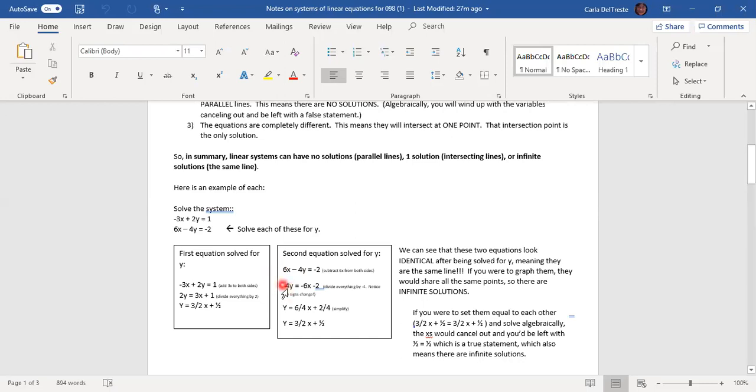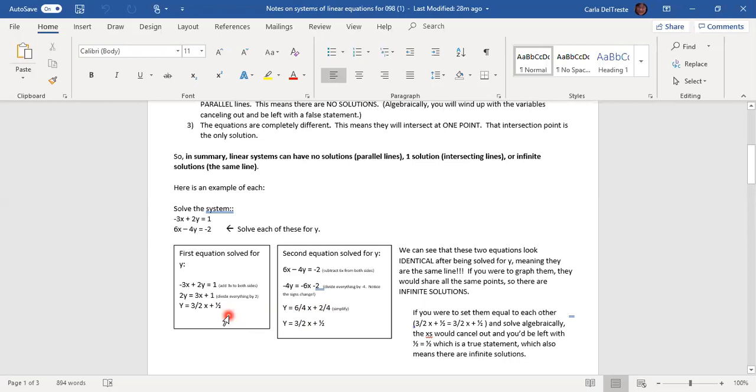Then we have to get rid of this negative 4 that's in front of the y. So we have to divide by negative 4 across the board, everything. Keep in mind you're dividing by a negative, so the signs are going to change. That's going to leave you with y equals 6/4 x plus 2/4. But I can simplify those fractions, and I get y equals 3/2 x plus 1/2. You can see that you wound up with the same exact equation.